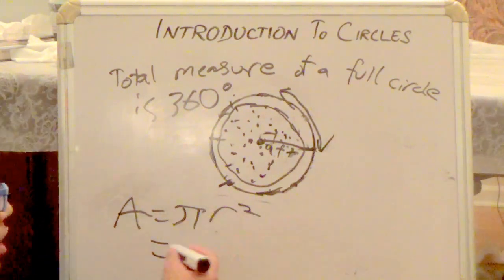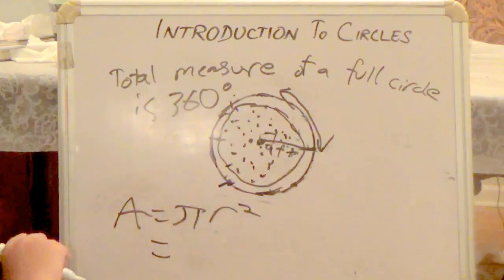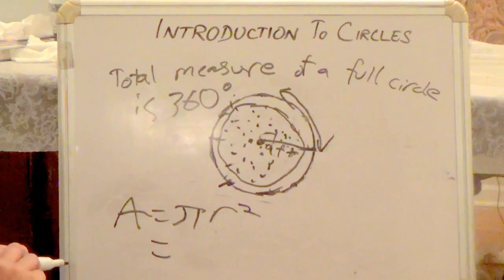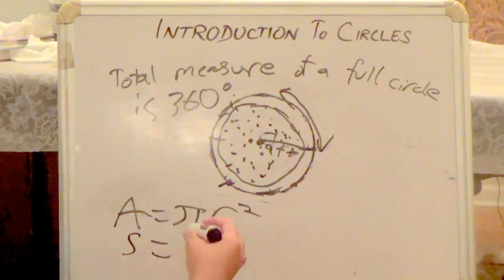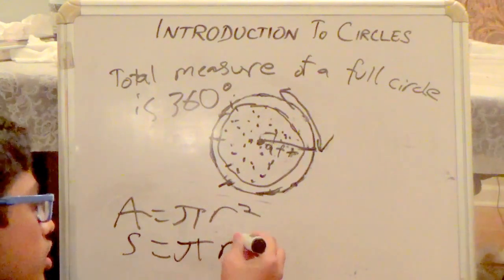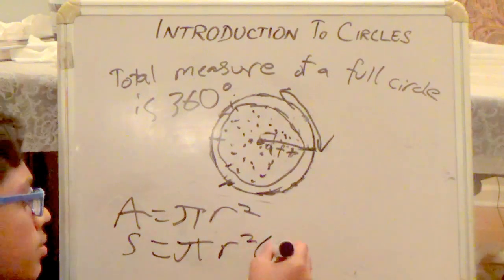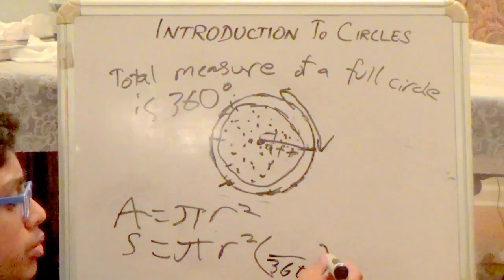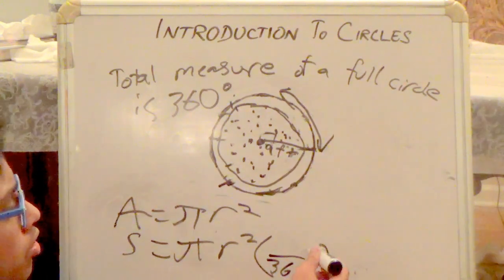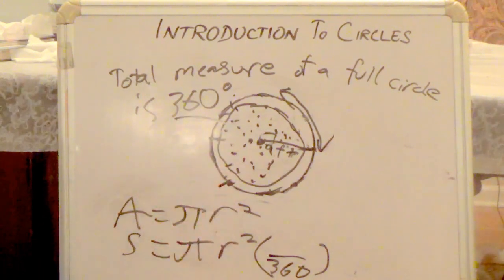We can do the same thing, but now we have a sector. A sector is just part of the area of a circle. So the area of a sector of a circle is still pi r squared, but this time multiplied by the degree measure over 360, since 360 degrees is the measure of a full circle.